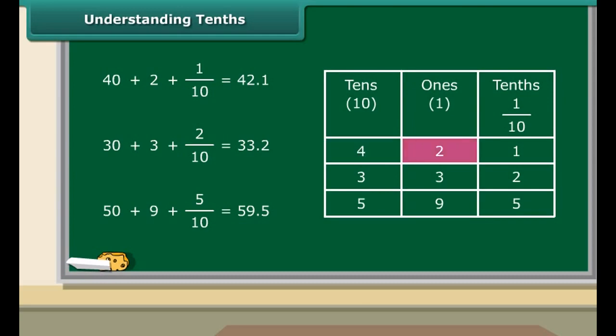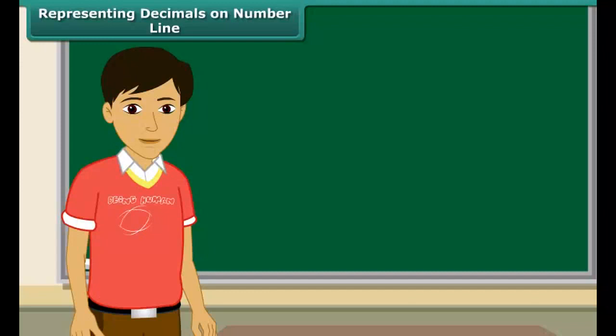4 tens and 2 ones and 1 tenth make 42.1. 3 tens and 3 ones and 2 tenths make 33.2. Similarly, 5 tens and 9 ones and 5 tenths make 59.5.